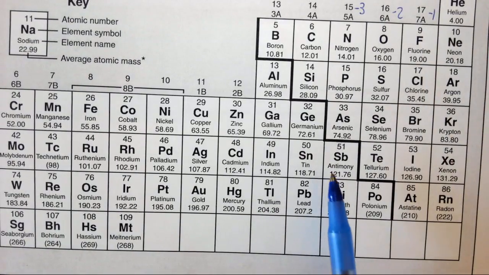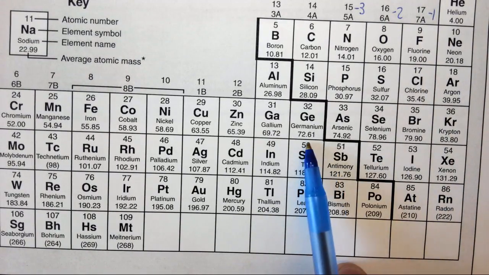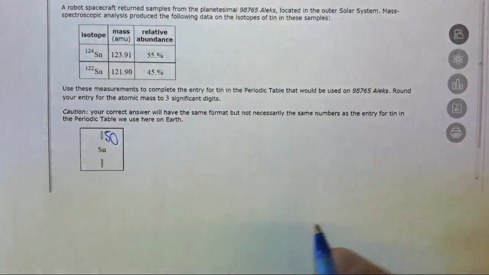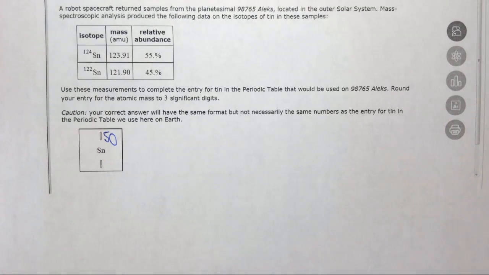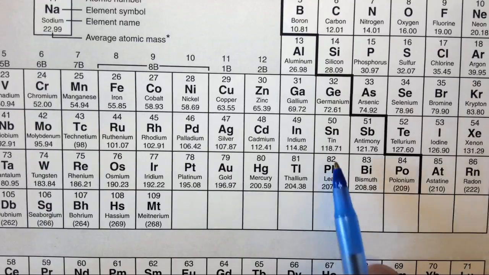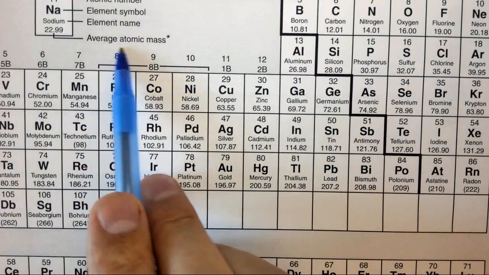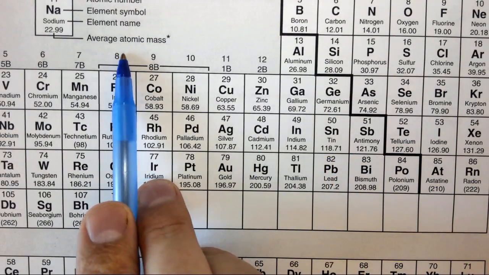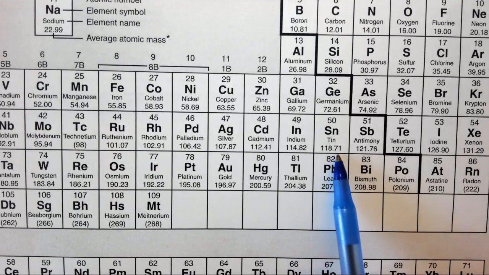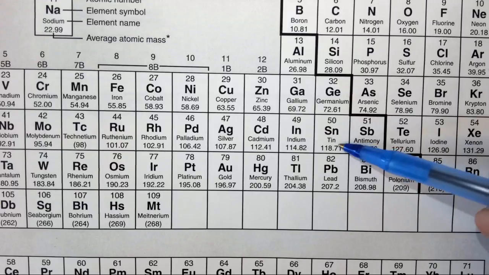To do that, we're going to need our periodic table. When we find tin on the periodic table, we find out that its atomic number is 50. So we can put up here 50. Now on the periodic table, as you've seen before probably, there are average atomic masses. So these on the bottom are the average atomic mass, which in this case for tin is 118.71. This is on Earth.